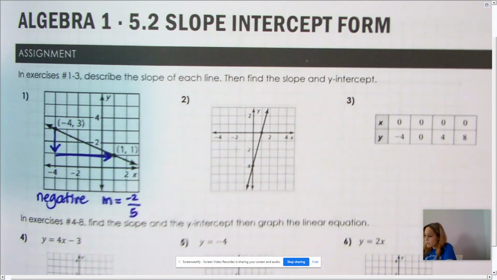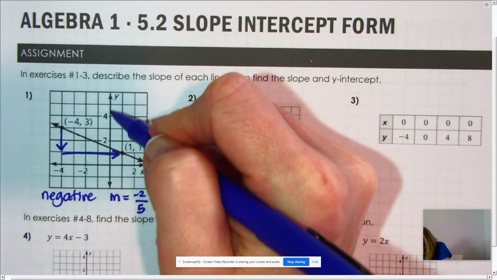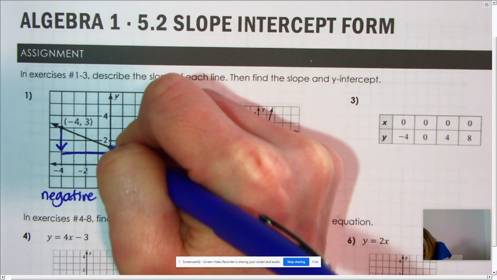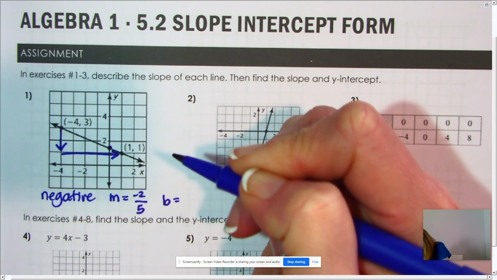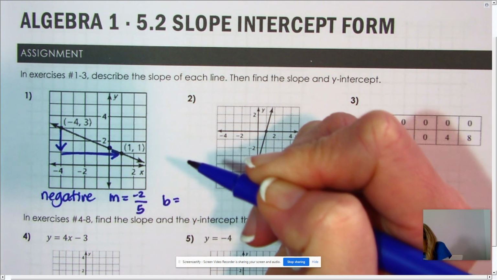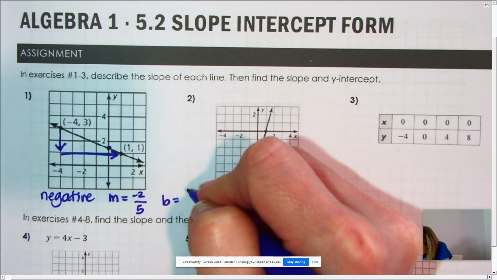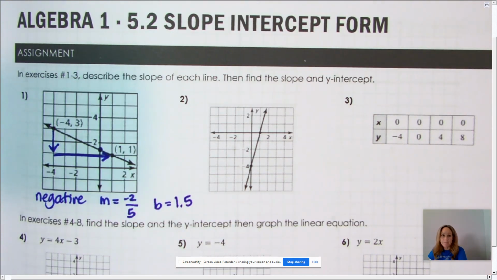Okay. So letter B or the y-intercept, you just have to see, well, where did it cross through the y-axis? And this one we could find exactly. I'm just going to say we're going to put about 1.5 right there. We're just going to get close on that one.